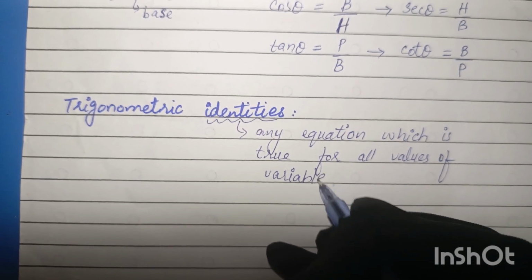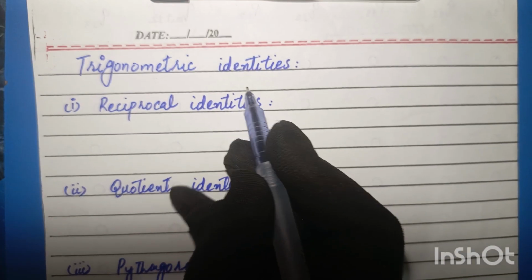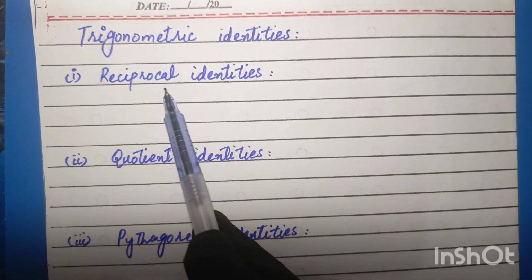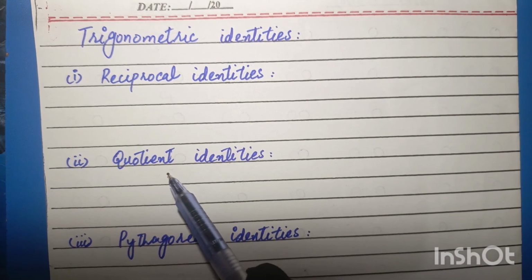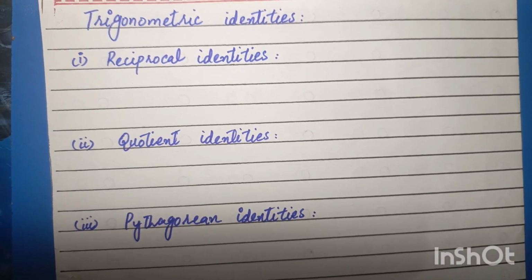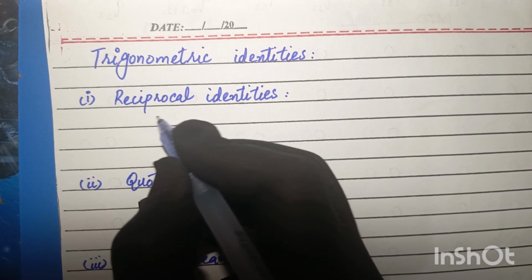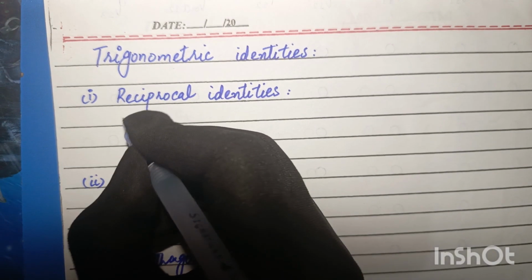So here we discuss the trigonometric identities. Trigonometric identities are of three types. Number one is reciprocal identities, second one is quotient identities, and the third and the last one is Pythagorean identities. Reciprocal identity means, as the name suggests, it is the reciprocal of basic trigonometric identities.